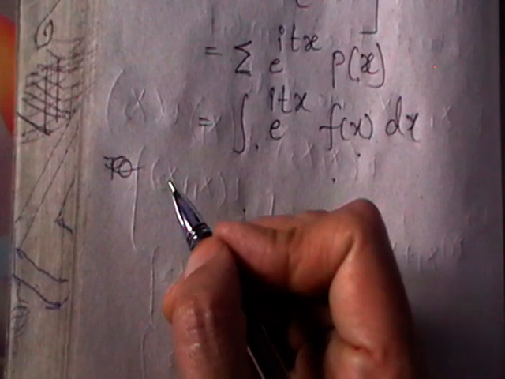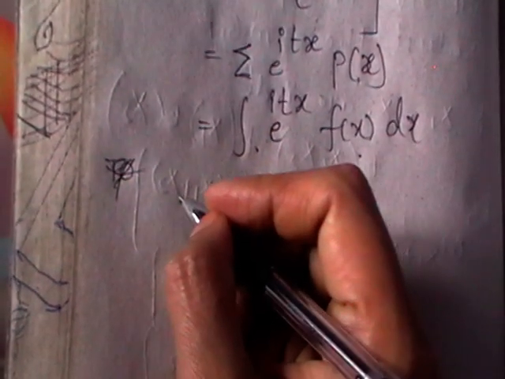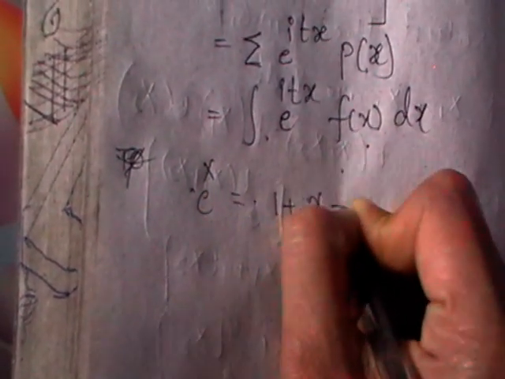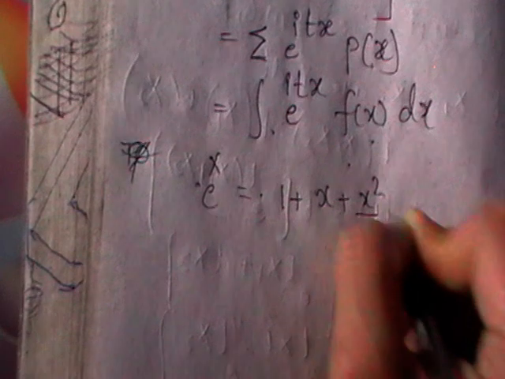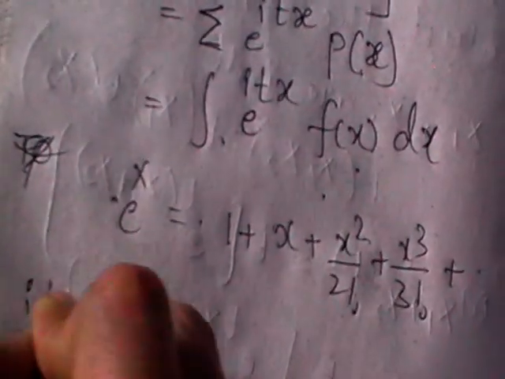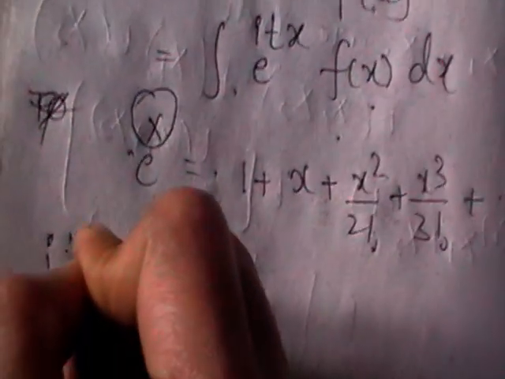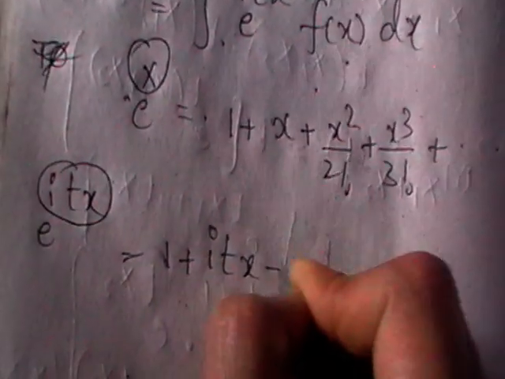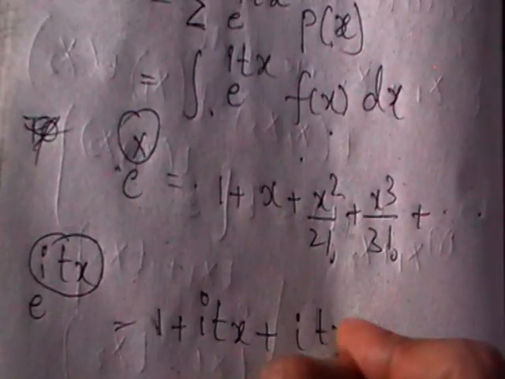Let us see how to find the moments from this. To calculate the moments, we know the expansion for e power x, the same thing I have discussed in MGF also. So if I go for e power itx, in place of x we have itx. So this will be 1 plus itx plus (itx) whole square by 2 factorial plus (itx) whole cube by 3 factorial and so on.